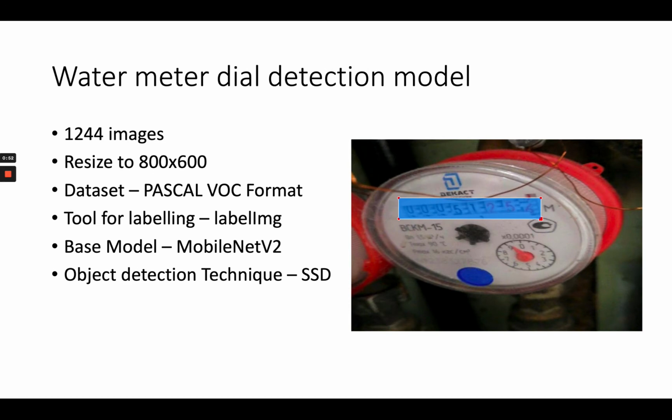First of all, the water meter model we have is the object detection model. The water meter model is just going to detect the ROI, as you can see in here, the blue one. We trained on exactly 1,244 images, resized to 800 width and 600 height. The dataset is in Pascal VOC format, and the tool for labeling is labelImg. The base model is MobileNet V2, and the object detection technique is SSD, or single shot detector. We trained for approximately over 360,000 steps, and it took a day to train.